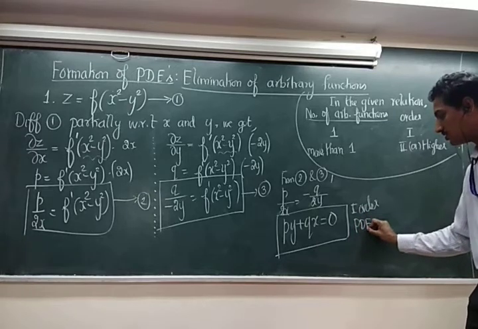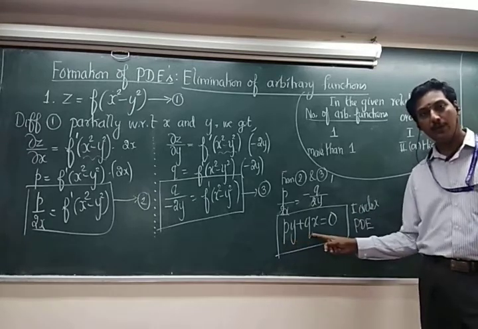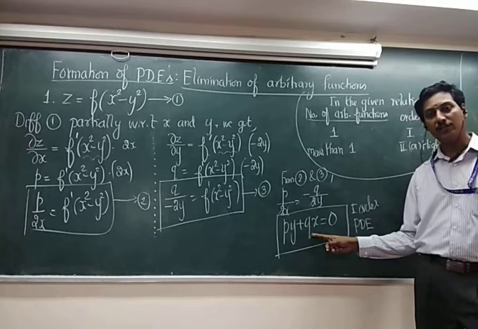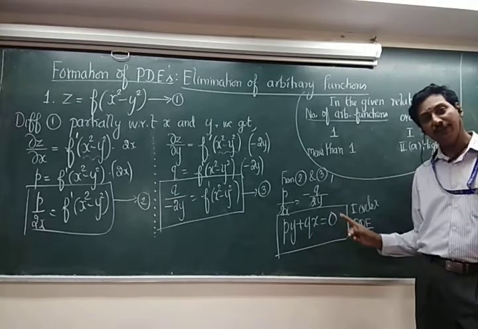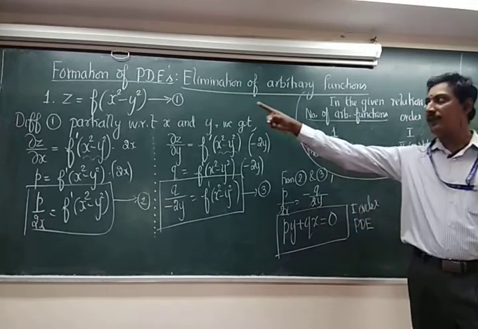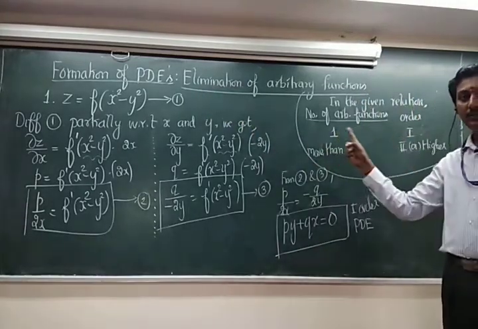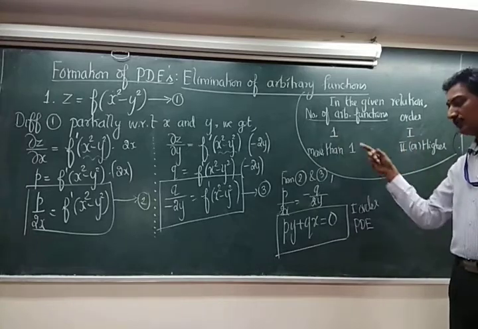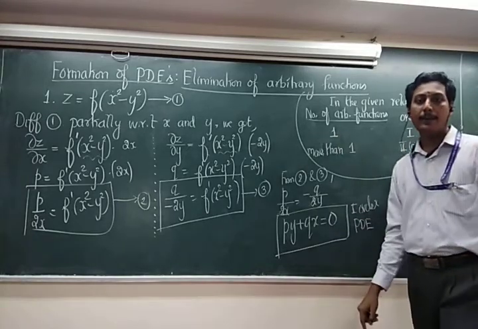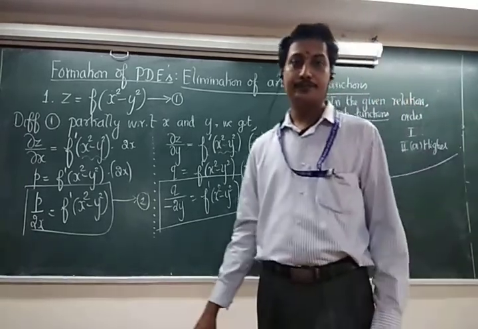Why is this called first order PDE? p and q are the first order partial derivatives. Why do we get first order? Because in the given relation there is only one arbitrary function. That's why we get the first order partial differential equation. Is it right?